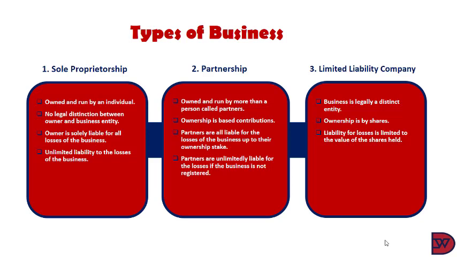Now, the third and final type of company we'll be talking about today is the limited liability company. Here, the business is distinct from the owners. So the business can enter into contracts, and have bank account details and a tax identification number dedicated to it, and the owners also can have these separately. Ownership here is by shares.